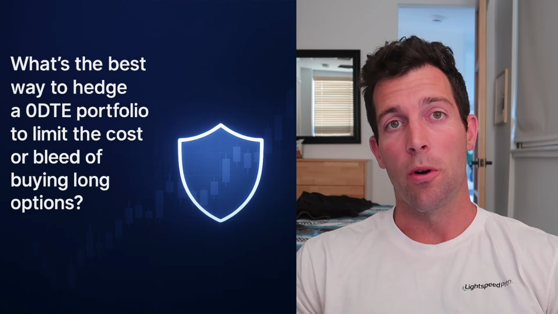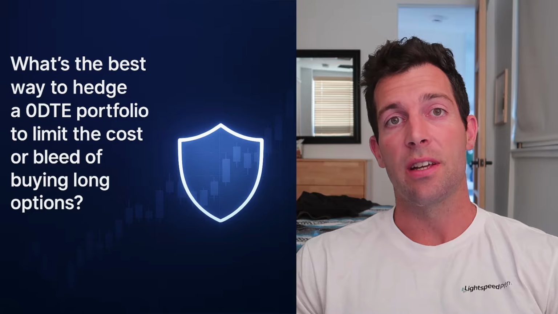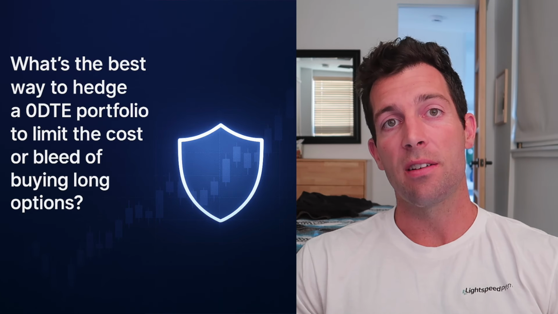So this one's really important. I know a lot of people have interest in limiting their drawdowns. And the question is, what is the best way to hedge against a zero DTE portfolio to limit the cost or the bleed of that portfolio from buying those long options? If you size at a reasonable size, you're never going to pay volatility drag. So a 25% drawdown, you need a 33% gain to get back to even. That could throw it away.